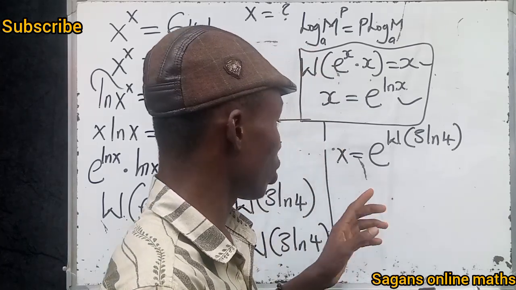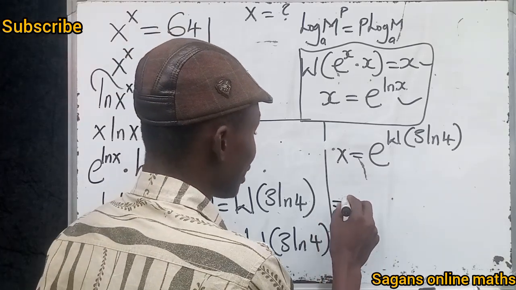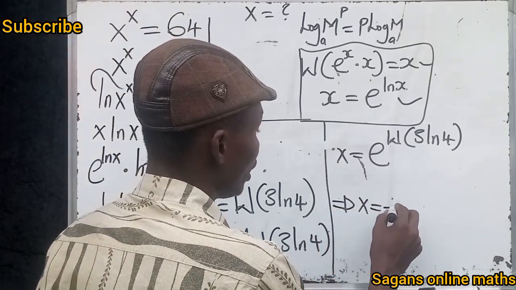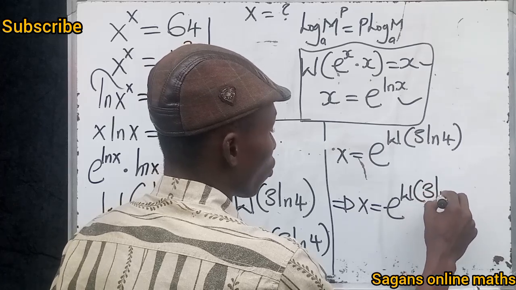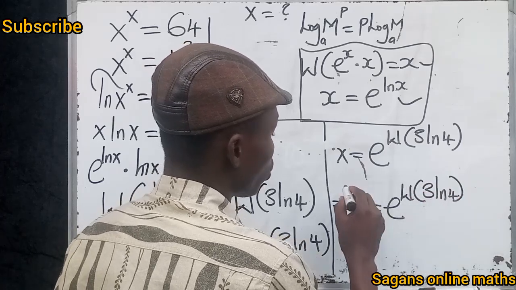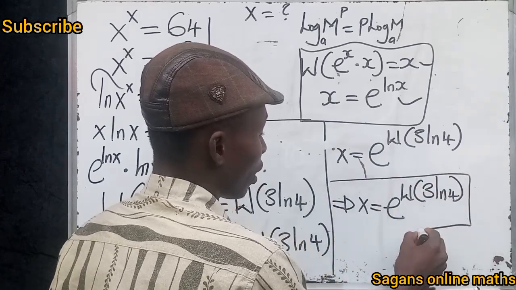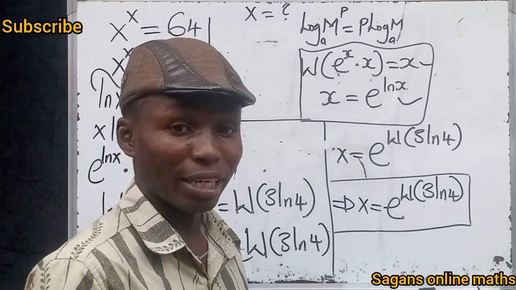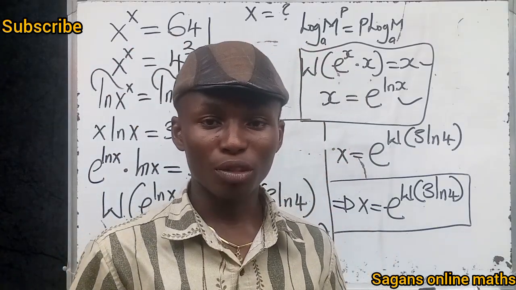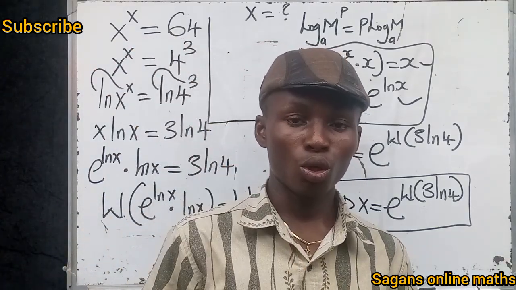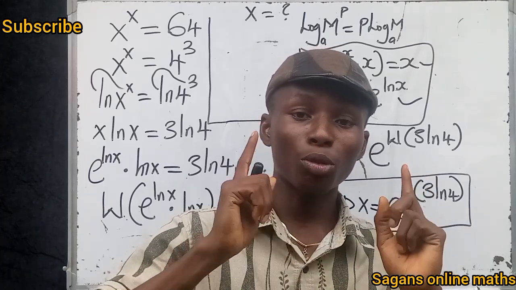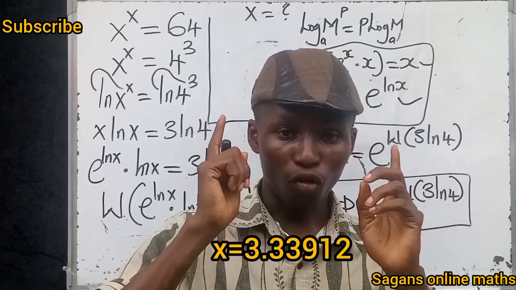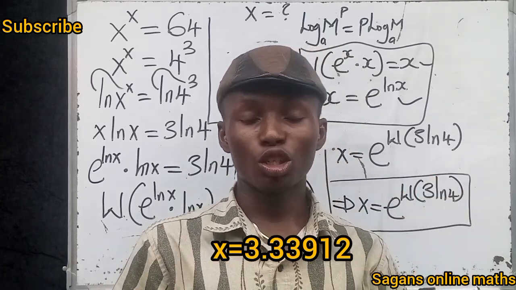I'm going to drop the value, but note that this implies that our x is equal to e raised to the power of the Lambert W function of 3 ln 4. And this is the solution to this particular problem. So check the comment section of this video. I'm going to drop the value of the solution.